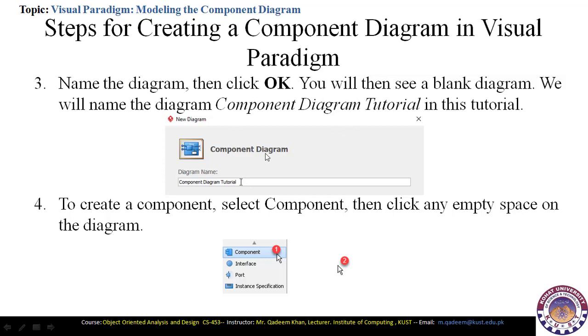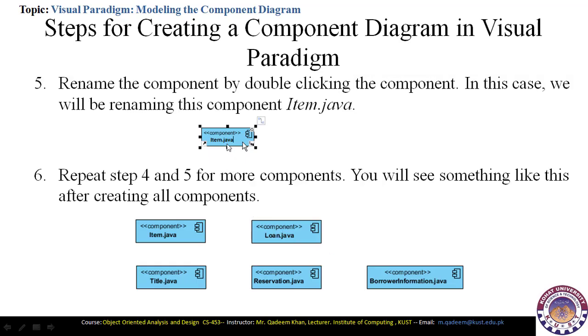Then you will see the blank diagram, a totally white surface where we will plot our component diagram, and we will name the diagram component diagram in this tutorial, or in this lecture. Then create the component and select the components. So here we will first select the components and then click and drag it down onto the empty space on the diagram pane. So after dragging down, you will see this icon here.